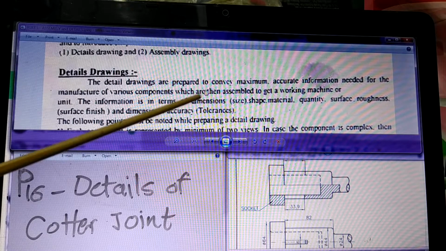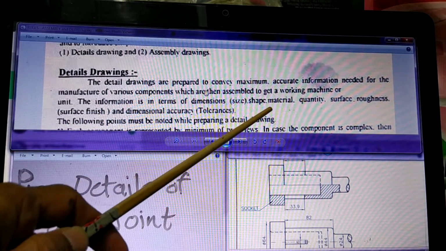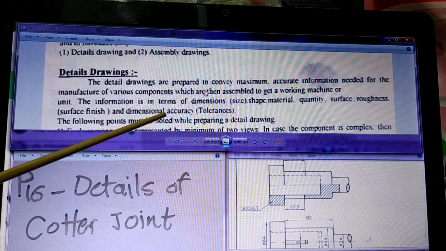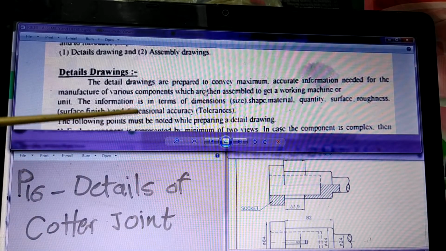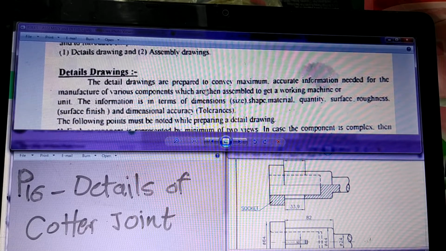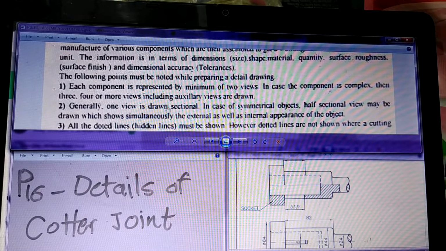As you can read here, the information is in terms of dimensions, that is the shape, size, material, quantity, surface finish, roughness, and dimensional tolerances. All these things which are required by the manufacturer are supposed to be mentioned in the drawing. Then certain other things are also there.